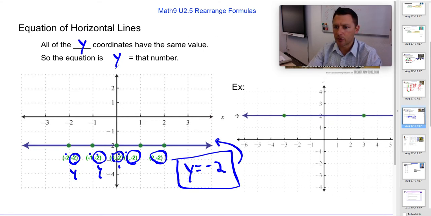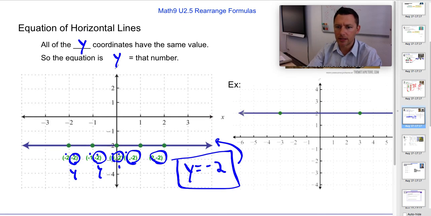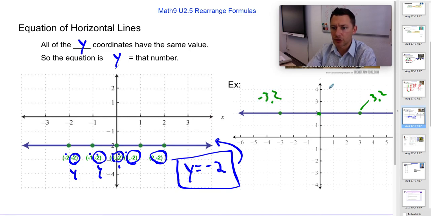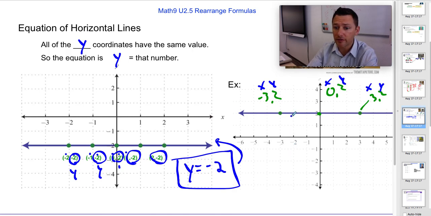On your example, which you should pause me and try, the equation for this line is, well, this is 3 comma 2. And this is -3 comma 2, and this is 0 comma 2, right? This is the x, this is the y, this is the x, this is the y, this is the x, this is the y. All the y values have the same value. It's y equals 2, and that's the equation of that line.